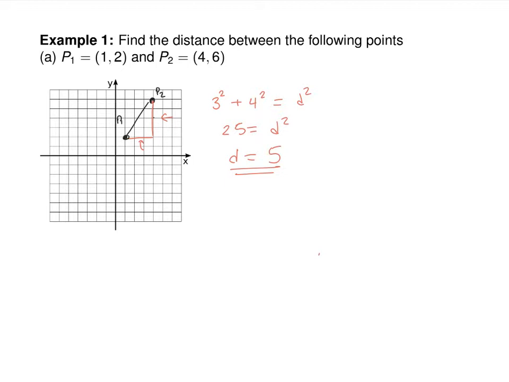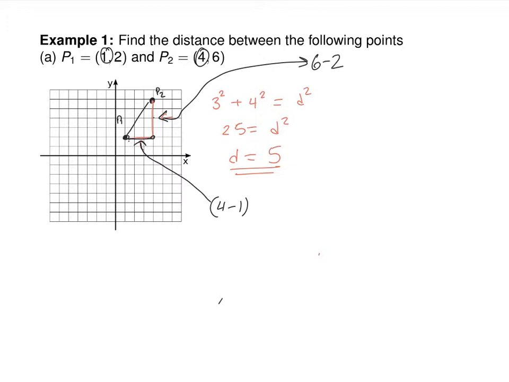So that 3, that's kind of like a horizontal distance, right? It came from doing 4 minus 1, taking this x coordinate minus that x coordinate. Does that make sense? And this other one was 4, and it came from doing 6 minus 2, right? You subtracted the x coordinates and squared it, you subtracted the y coordinates and squared it, and you end up getting the distance squared.